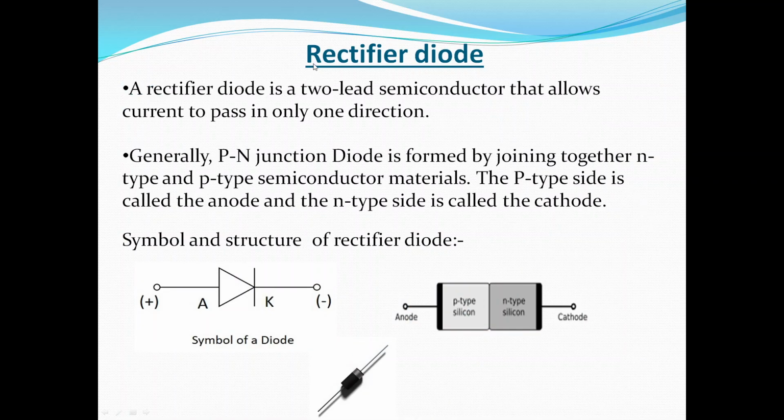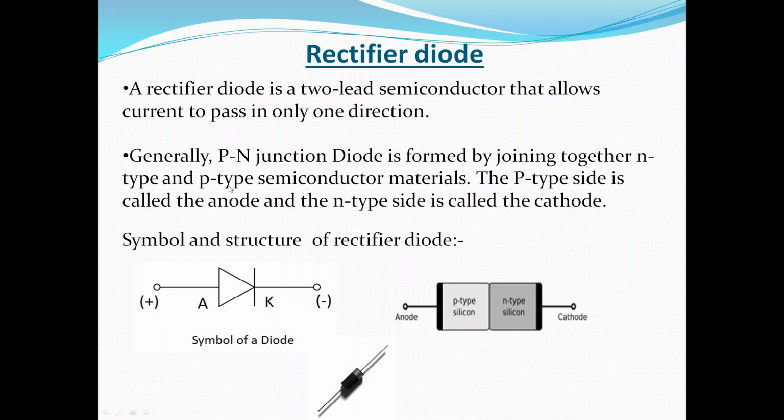See, then our next topic is rectifier diode. A rectifier diode is a two-lead semiconductor that allows current to pass in only one direction. So rectifier diode means what? This is your rectifier diode, this is the symbol of your rectifier diode. It has two leads. This is your A. A means anode, and this K means cathode. This is positive and this is negative.